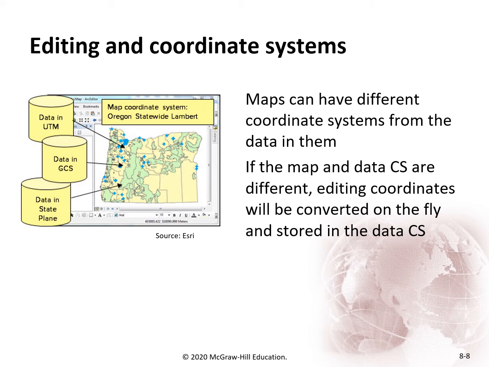Coordinate systems. Maps can have different coordinate systems from the data in them. If the map and the data coordinate systems are different, edited coordinates will be converted on the fly and stored in the data coordinate system. On the fly is wonderful and horrible at the same time. It makes things display properly. It doesn't change anything. And so you can have data that's in different coordinate systems. It'll all be displayed the same.